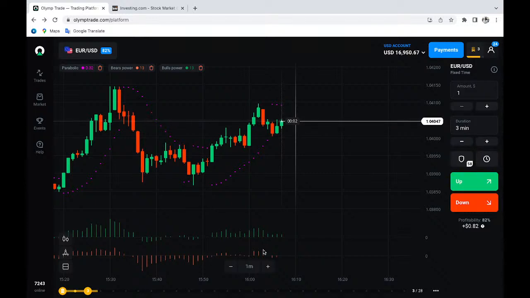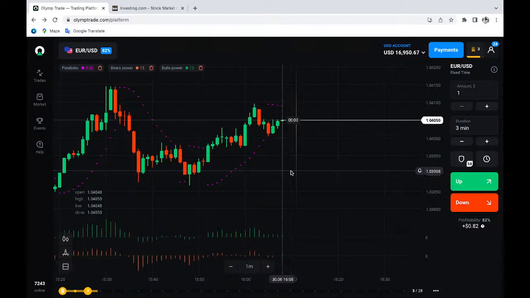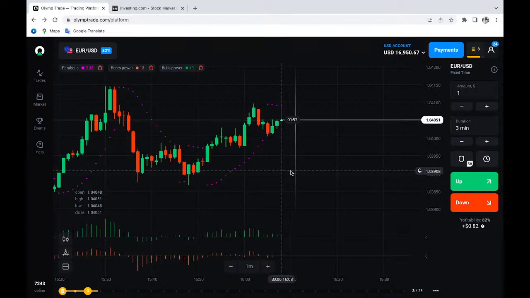If you're using this strategy on a fixed time trading platform, use the 1 minute time frame. From my side, the recommended time frame is 1 minute, and expiration time is 2 to 4 minutes. You can use this strategy for 2 minute, 3 minute, 4 minute, and you can open good trades here.